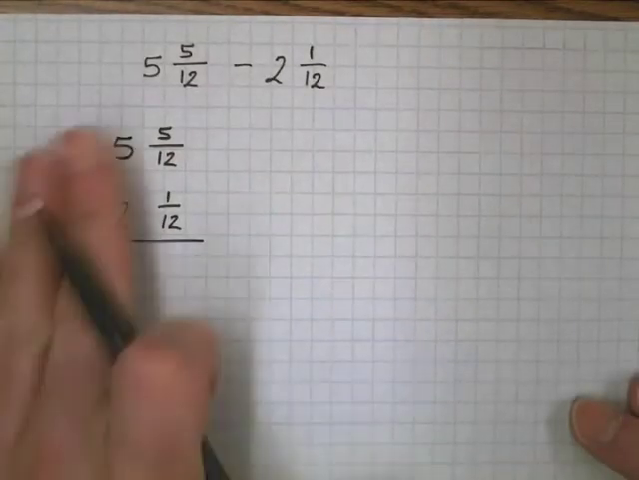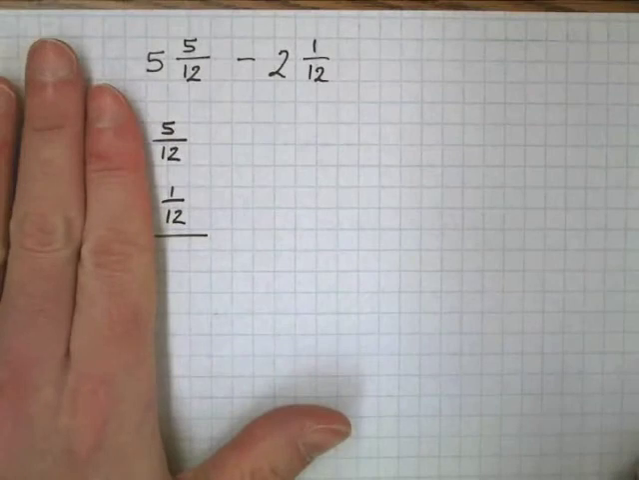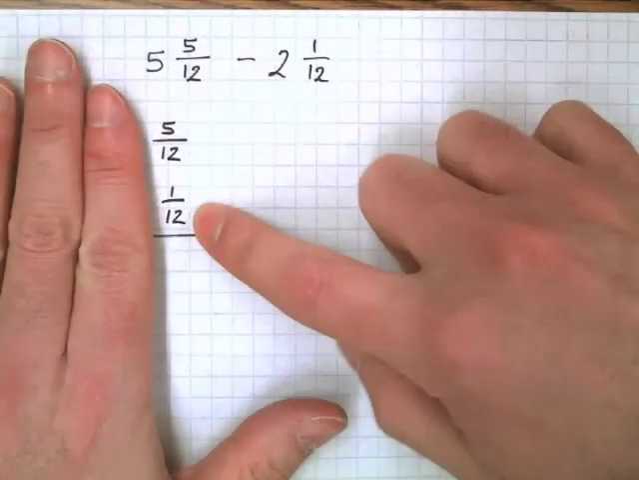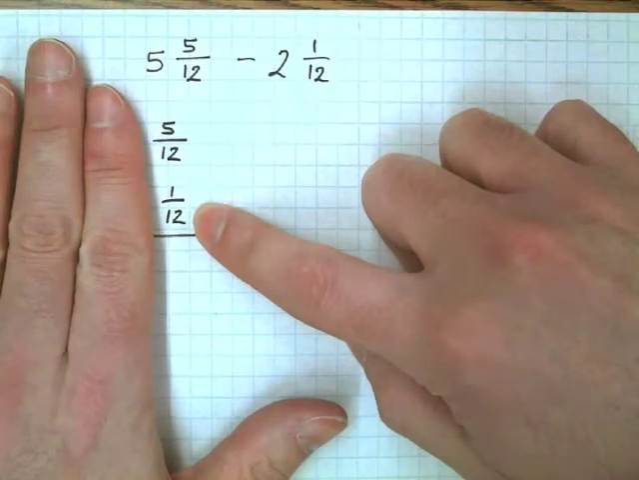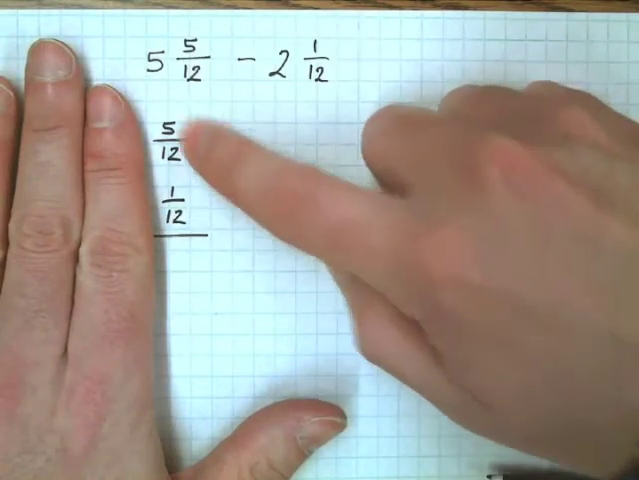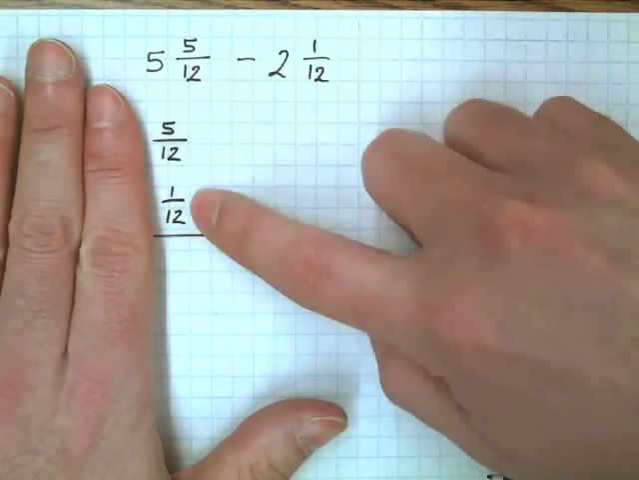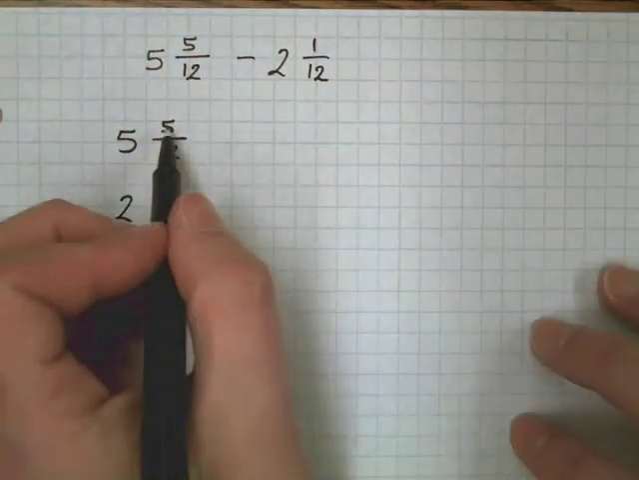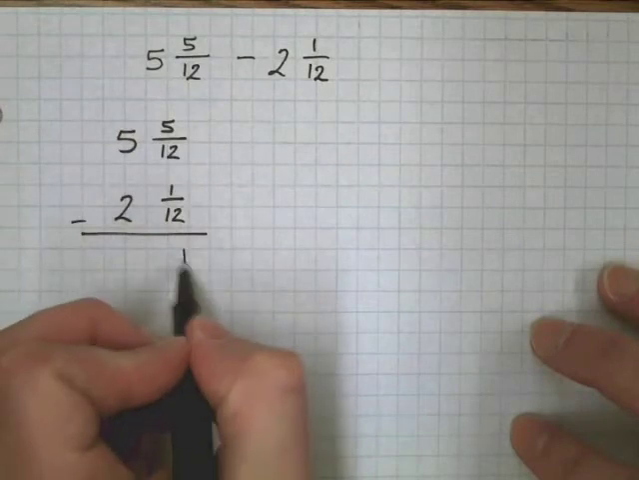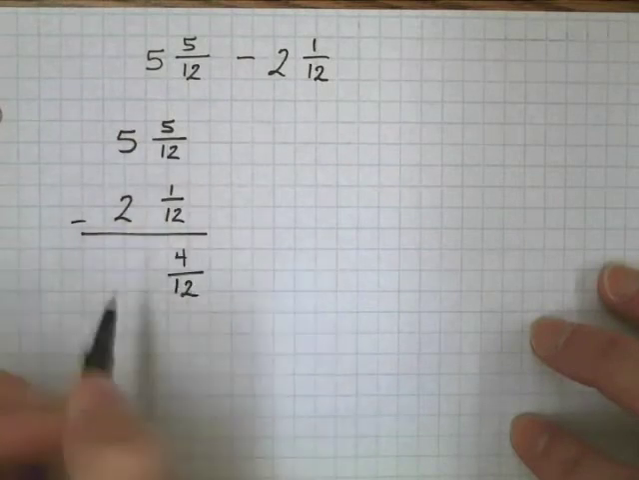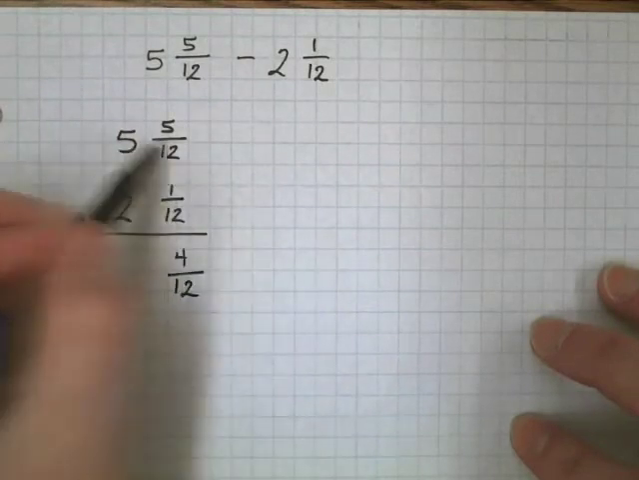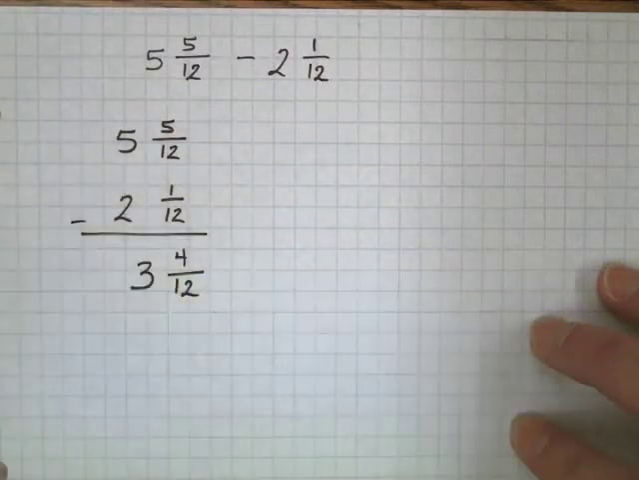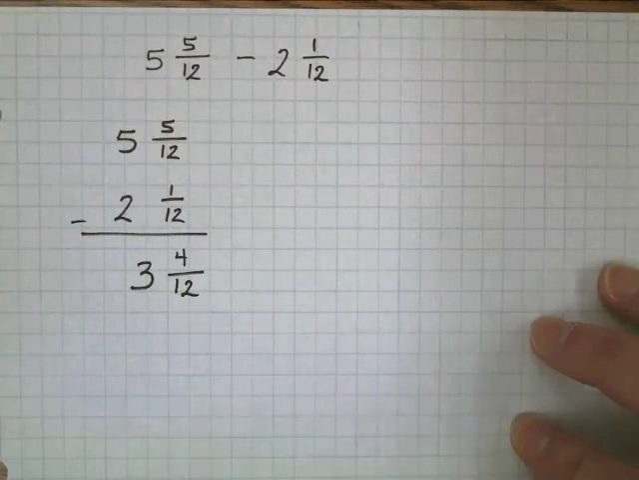But I'm going to ignore my whole numbers for a moment just to see if I have enough of these 12ths to take away this many 12ths. And so I have 5 of these 12ths. I have 1 of these 12ths. Okay, well 5 is more than 1, so I can actually do that. And 5 minus 1 is 4/12. So if I take away 1/12 from 5/12, I get 4/12, and 5 minus 2 is 3. So I'm left with 3 and 4/12.